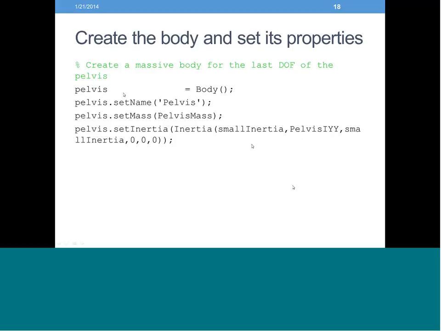So that's exactly what it takes to create our model. We create a new body. We give it the name pelvis. We set its mass to a variable inside the MATLAB workspace called pelvis mass. And then we set the inertia using the provided inertia constructor that's built into the scripting language, where we can pass in x, y, z moments of inertia, and then the off-axis products of inertia.